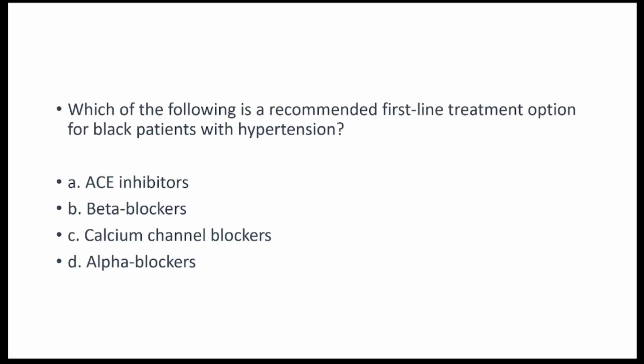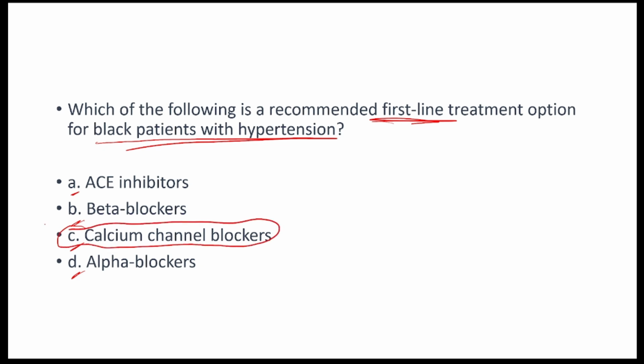Okay, which of the following is the recommended first-line therapy option for a black patient with hypertension? ACE inhibitor, beta blocker, alpha blocker, or calcium channel blockers, CCBs. If you choose calcium channel blocker, you are correct.